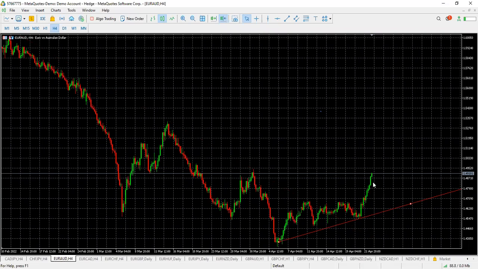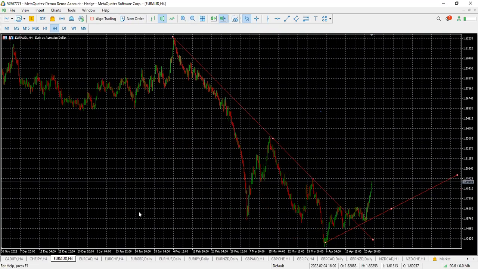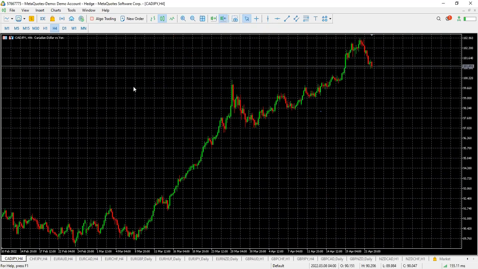So if you should buy here, of course you cannot buy here because it's on a resistance zone. Just wait for a candle to pull back. You can enter here or you can enter at the line. So that is how to spot a breakout of a trend. Let me go to CAD JPY. Now, this is CAD JPY.